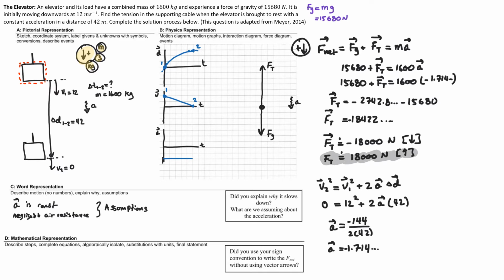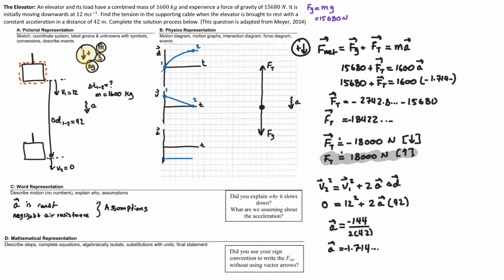And in terms of evaluation, does it actually make sense? Well, we can think about it in terms of direction. The tension force should be acting upwards in order to pull it, and it does, and that makes sense. The tension force is larger than the gravitational force. Sorry, this is 18,000, this is 15,680, so this is bigger. That makes sense as well.